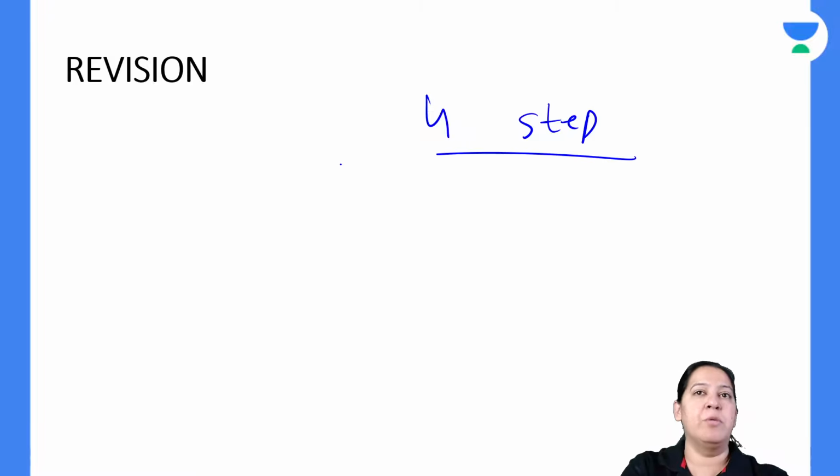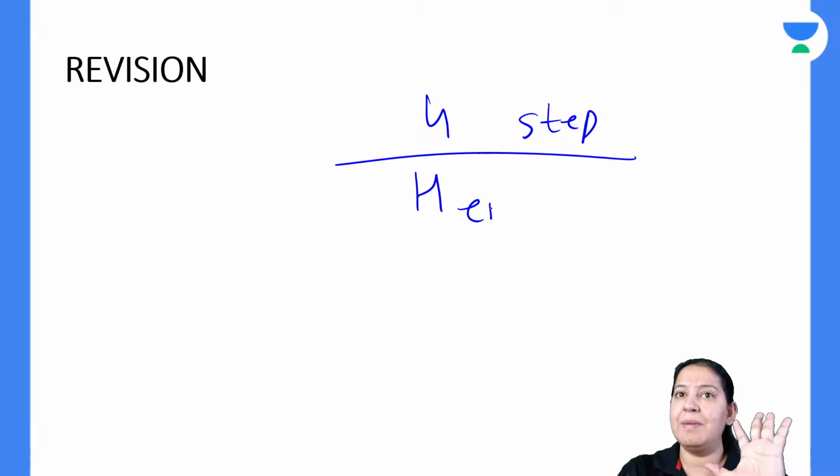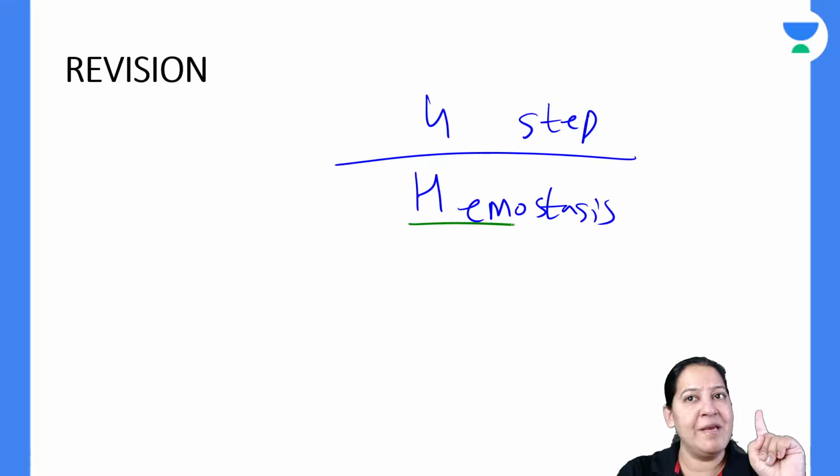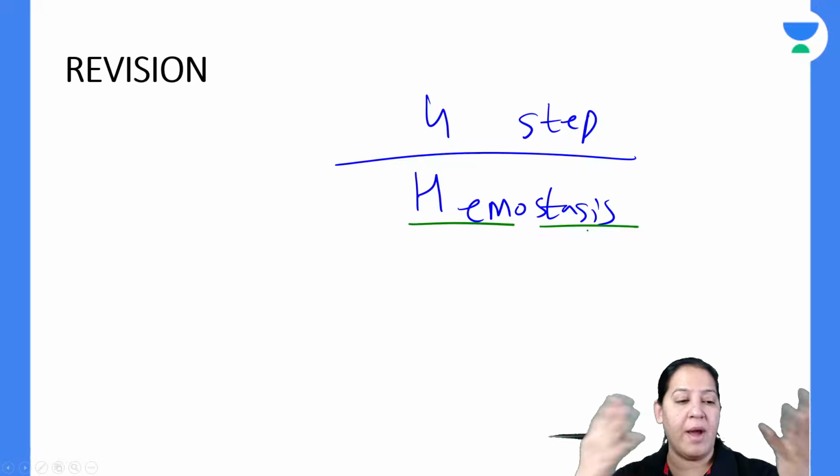And this is known as hemostasis. This mechanism is required in human body for stopping the bleeding. Hemo means bleeding, stasis means stop. For stopping the bleeding after injury, we require this mechanism.